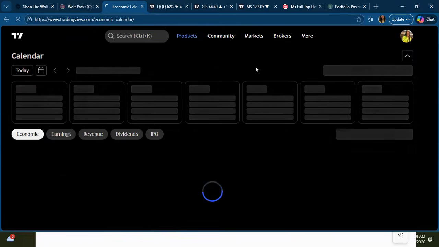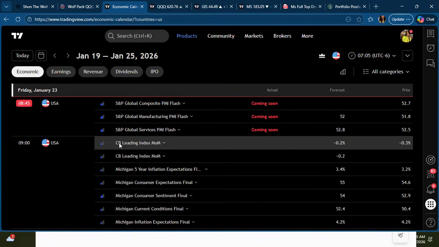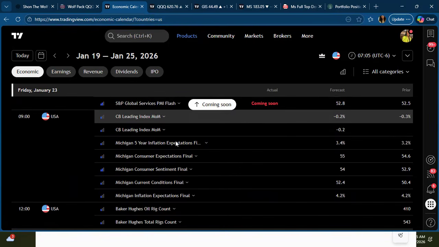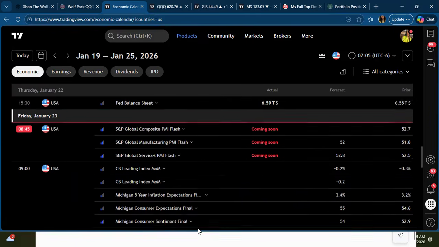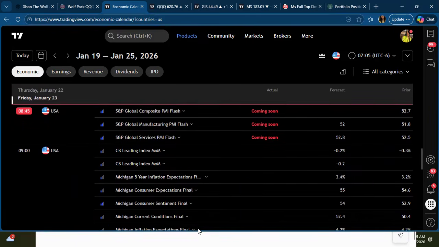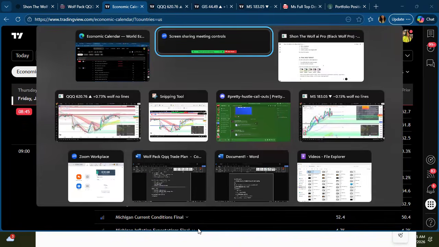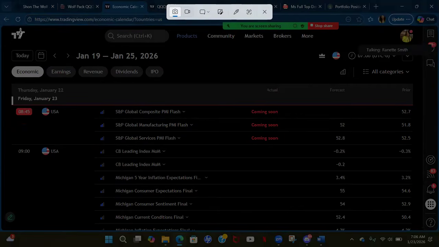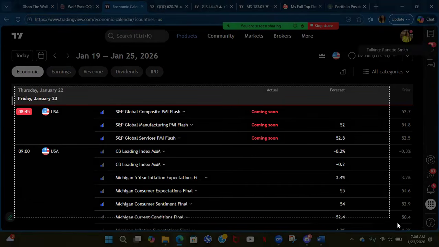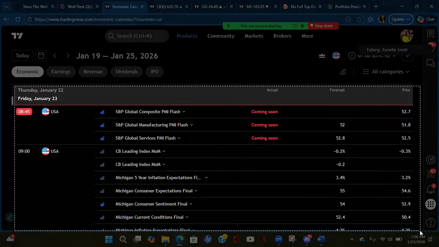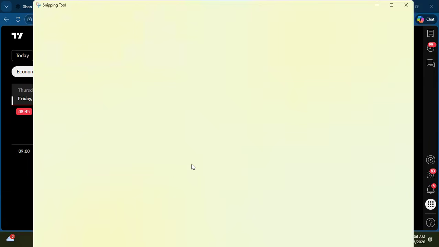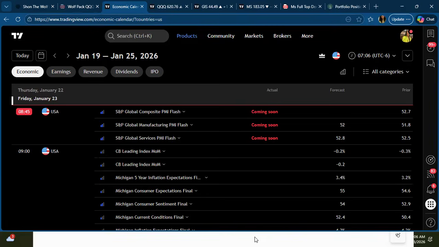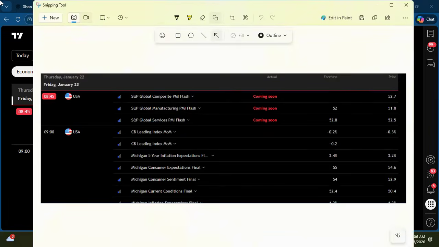So we're going to go and let it know what data we have for today. So I'm going to snip this. So we have S&P composite dropping, and I think that's important to upload. And then we have some Michigan consumer data. I just give it.